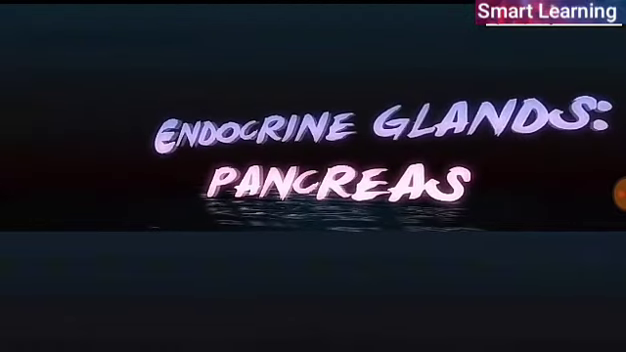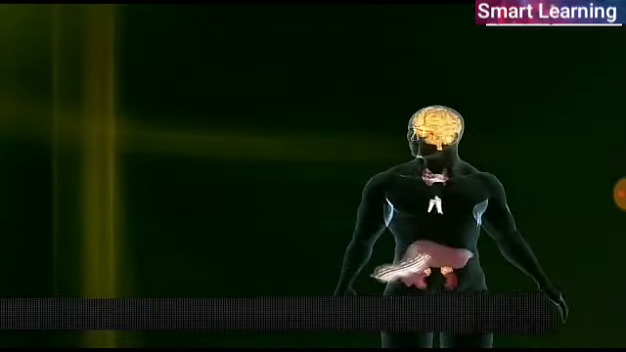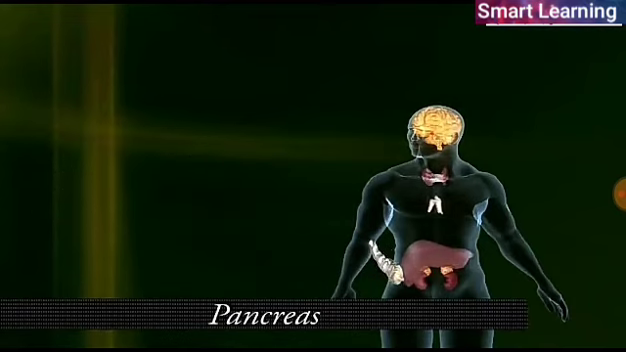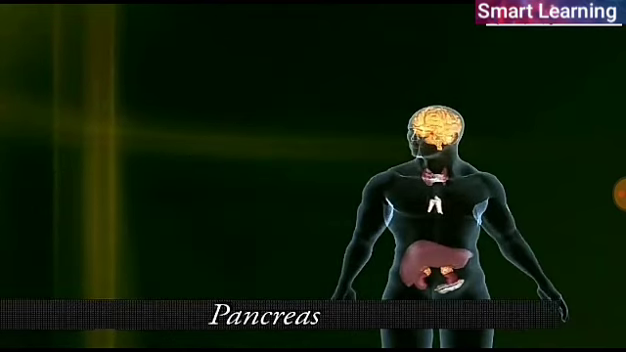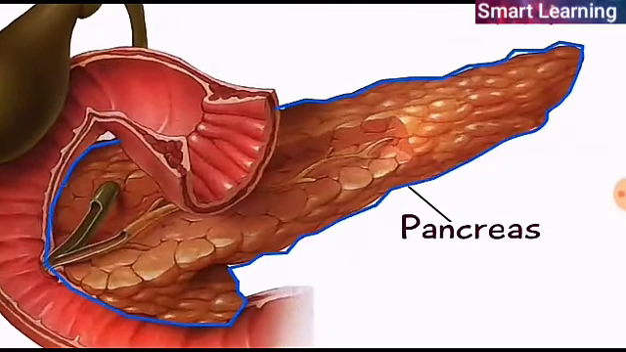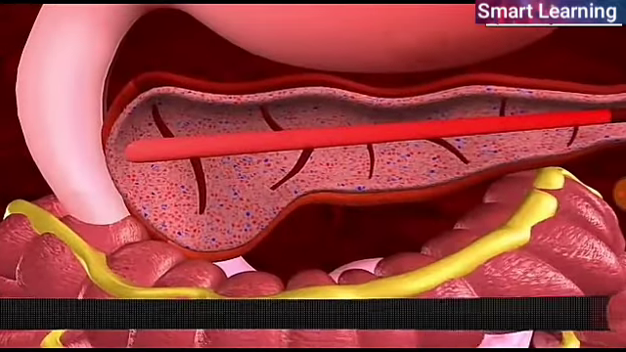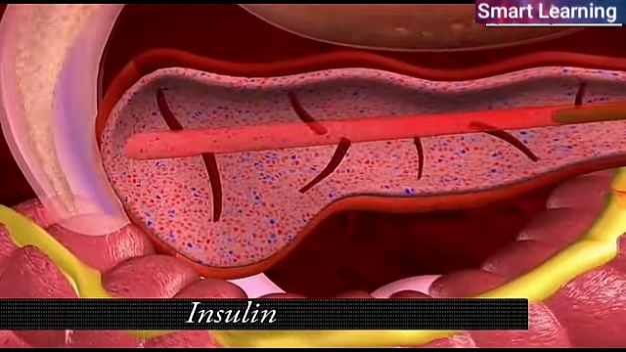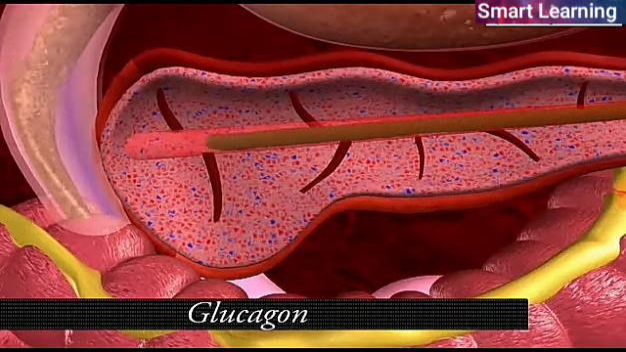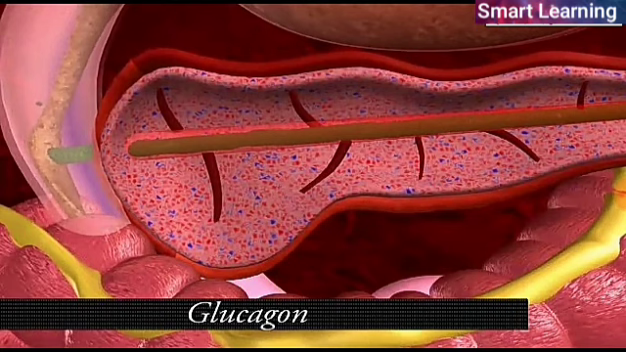Endocrine glands. Pancreas. Pancreas lies below the stomach. It is an elongated, yellowish gland consisting largely of lobules. It secretes two hormones. Insulin, it helps to lower the blood glucose level. Glucagon, it increases the blood glucose level.